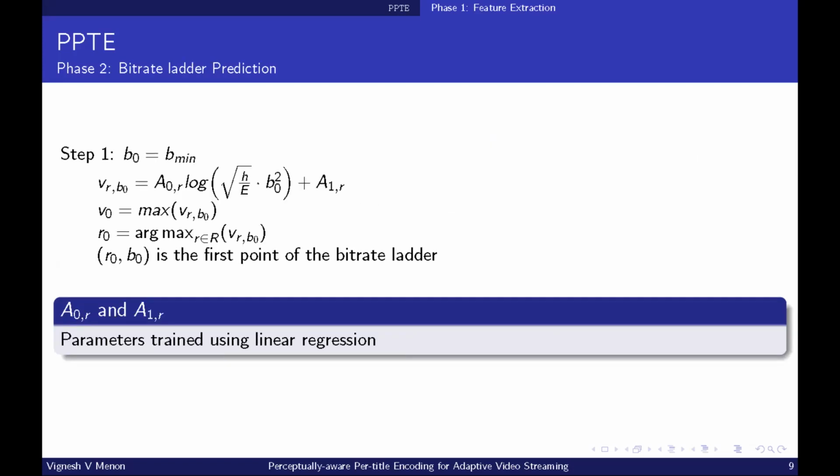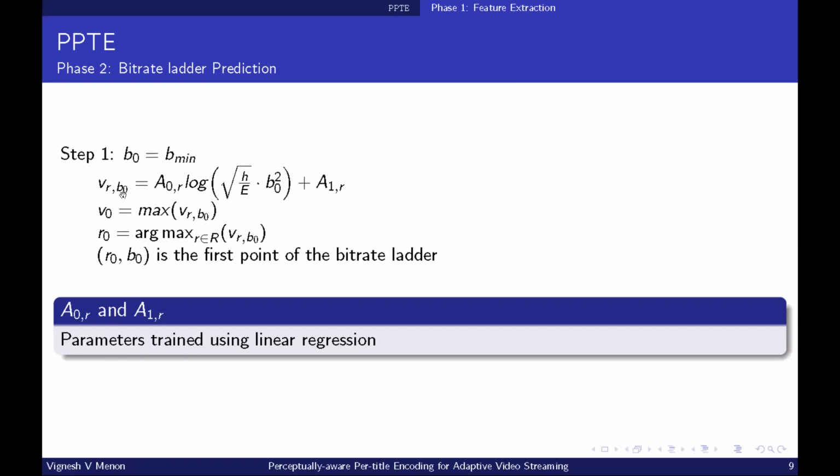Now, to determine the first point of the bitrate ladder, the VMAF is predicted for the minimum bitrate, that is Bmin, for all resolutions in the set R, as shown in the equation. Here, A0R and A1R are the constants defined for each resolution R. Linear regression is used to determine these constants for every resolution.